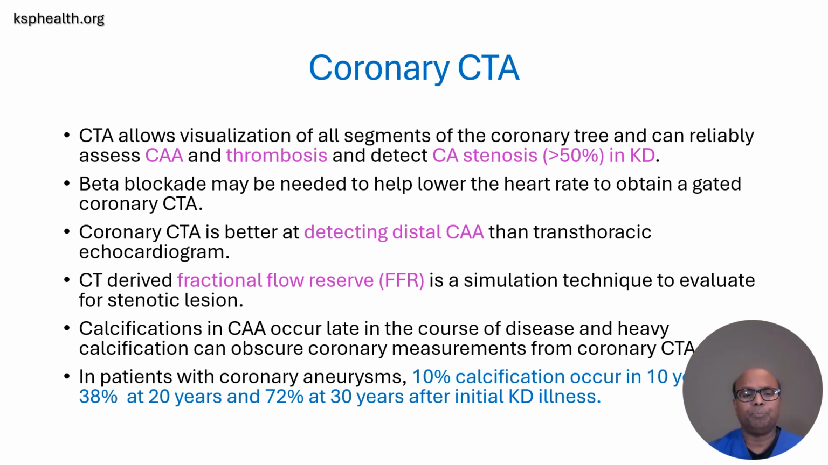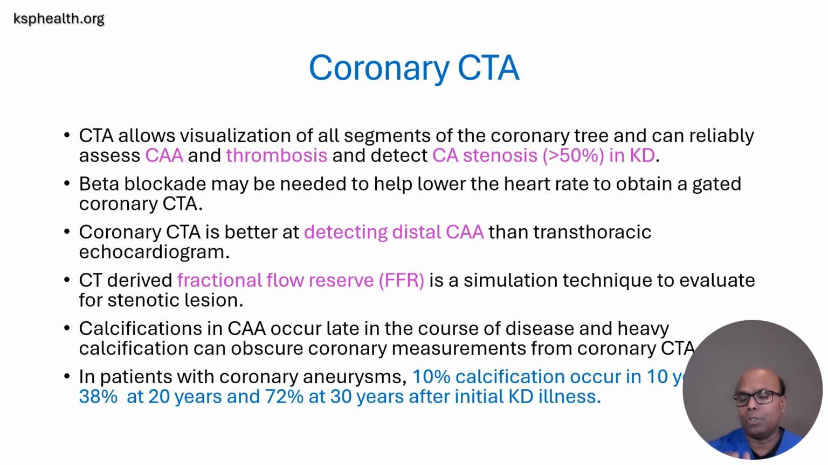Coronary CTA allows visualization of all segments of the coronary tree and can reliably assess CAA, aneurysms, thrombosis, and CA stenosis in Kawasaki disease. Beta blockade may be needed to help lower the heart rate to obtain a gated coronary CTA. Coronary CTA is better at detecting distal CAA than transthoracic echocardiogram.